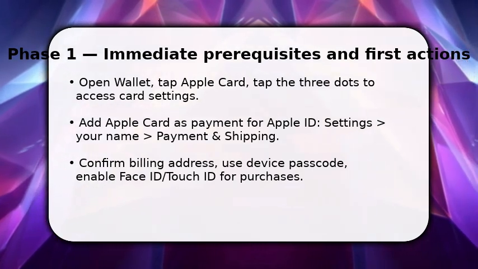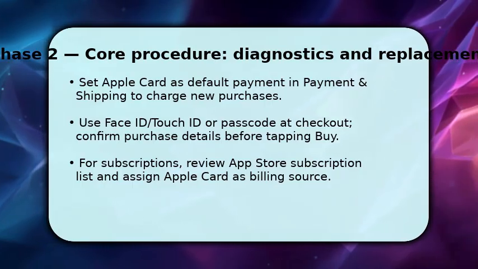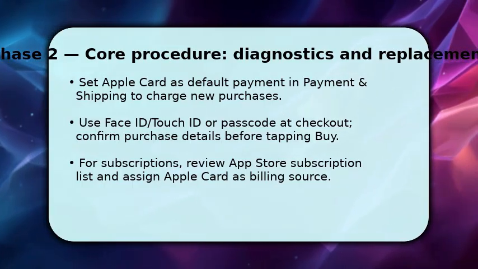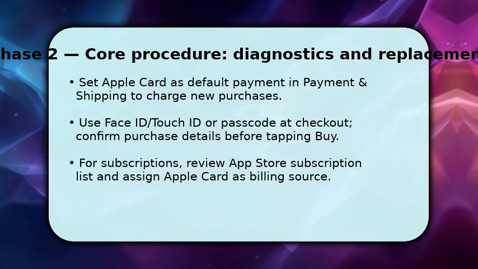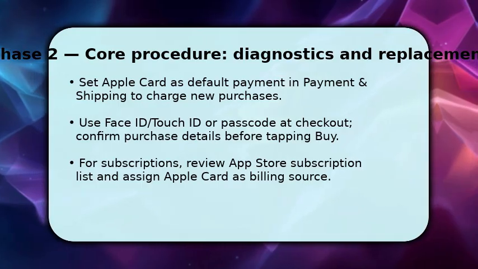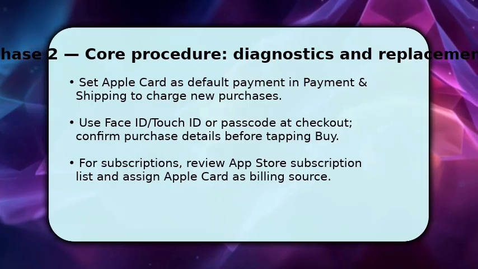Next, make Apple Card your default payment method. In Payment and Shipping, choose Apple Card so new App Store buys bill there automatically. Once set, purchases prompt Face ID, Touch ID, or passcode. When you check out, check the item price, tax, and subscription terms before tapping buy so you avoid surprises.